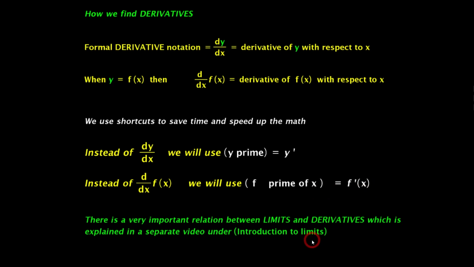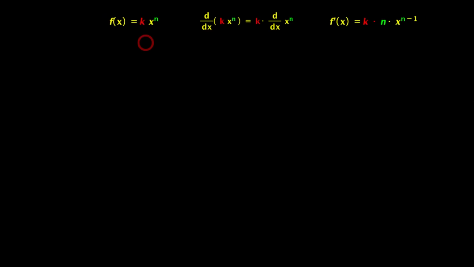There is a very important relationship between limits and derivatives, which is coming in the later part of this calculus series. In this page, we are going to learn how to handle coefficients. So for f of x equals k times x to the n, the derivative of k times x to the n by dx will be k, the constant, times the derivative of x to the n, which you have been doing before.